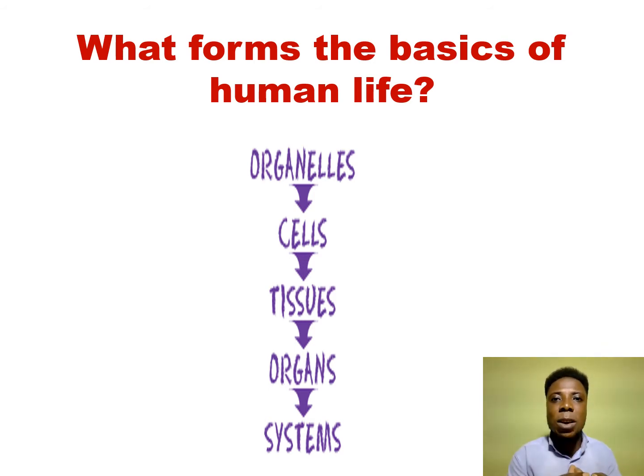Let's take that again. I said the beginning of human life is organelles and cells. So cells and organelles are the beginning of human life, the fundamental. Now, a group of cells can put themselves together and form what we call tissue. A group of tissues coming together to perform the same function form what we call organs. So organs are made up of tissues of the same kind, performing the same function. Now, when organs put themselves together, they form what we call a system. Basically, we have a lot of systems in human life, but let's talk about the seven basic systems. What are they?